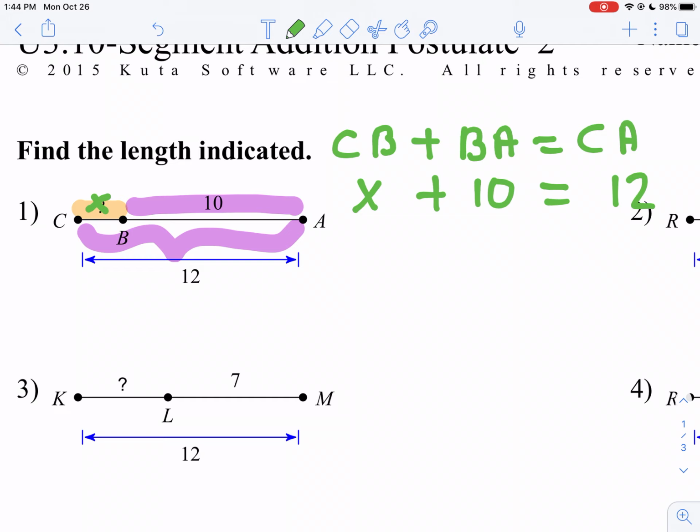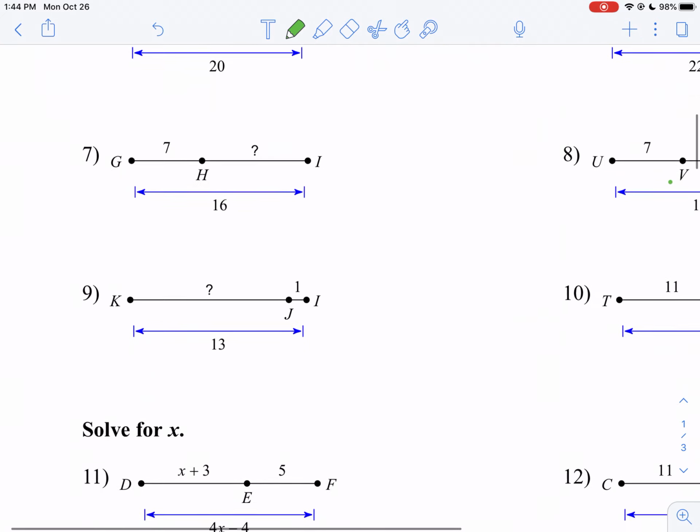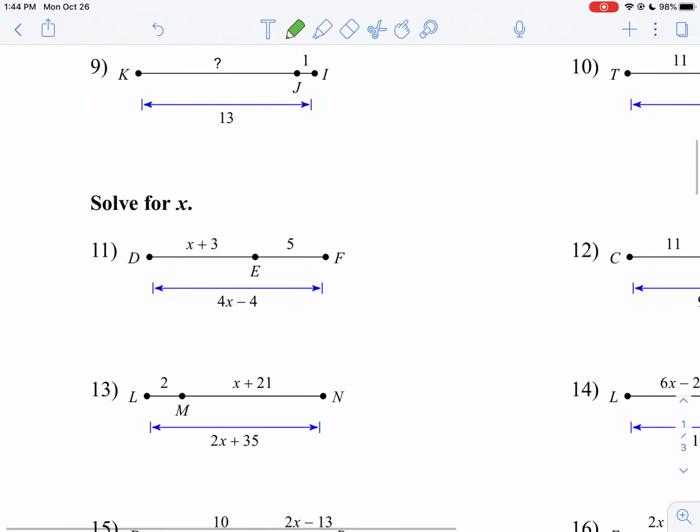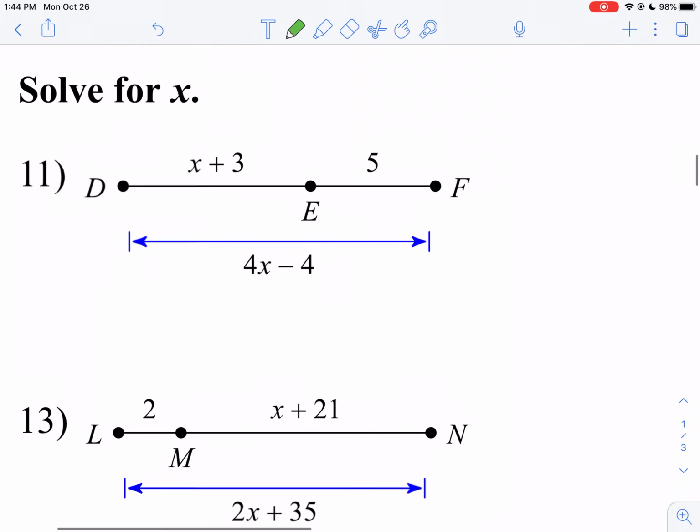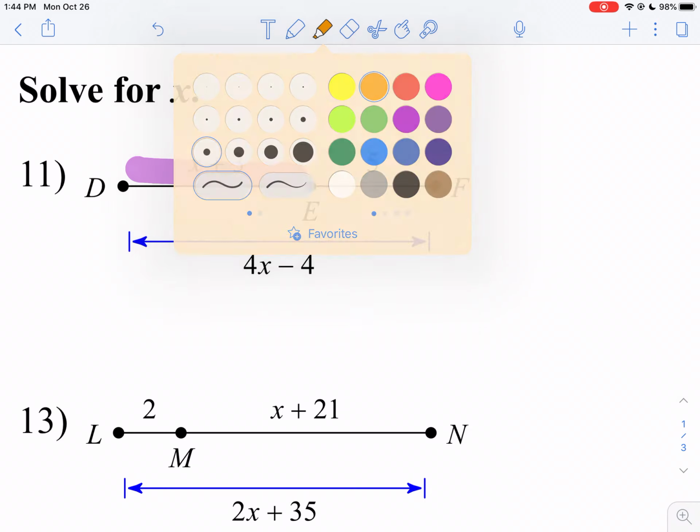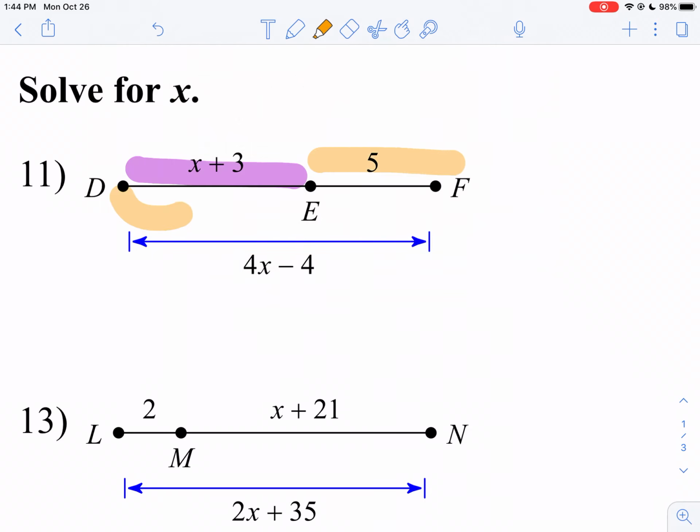You can do mental math. 10 plus 2 is 12, so X must be equal to 2. All right, you can check your answer if you like. The part where it says solve for X, again, I'm going to do number 11. DE plus EF must be equal to DF.